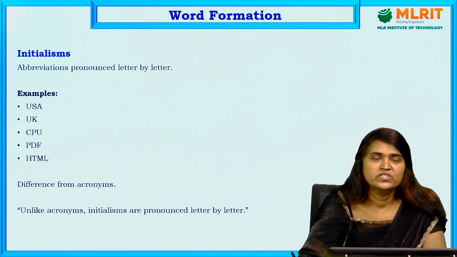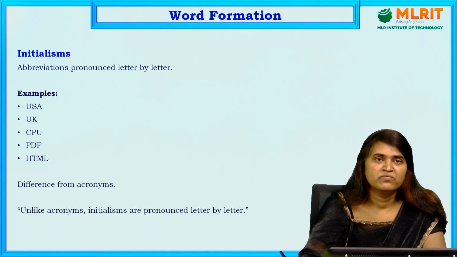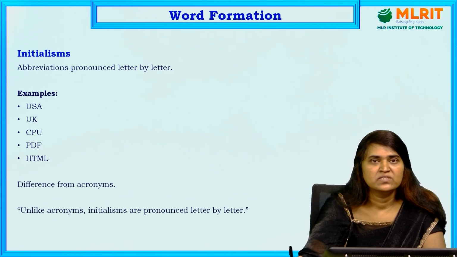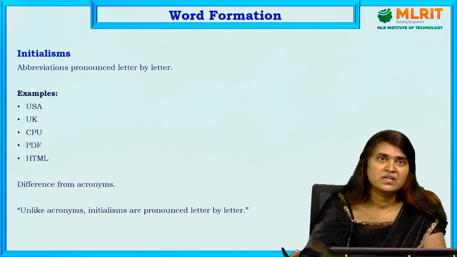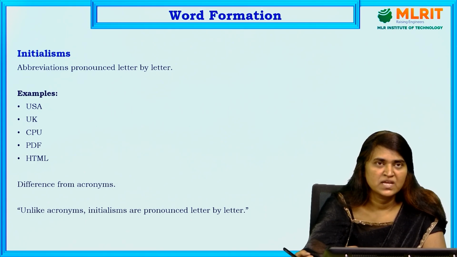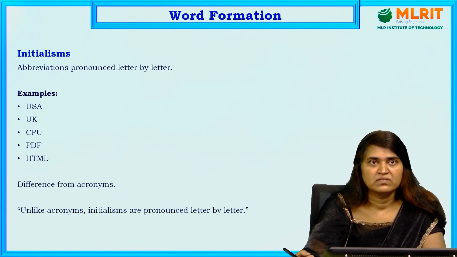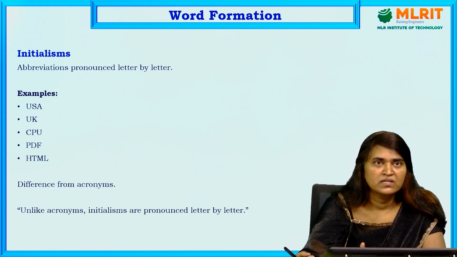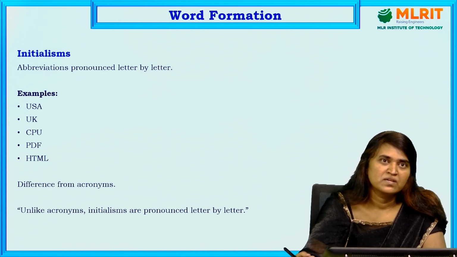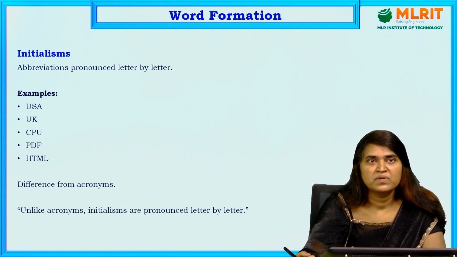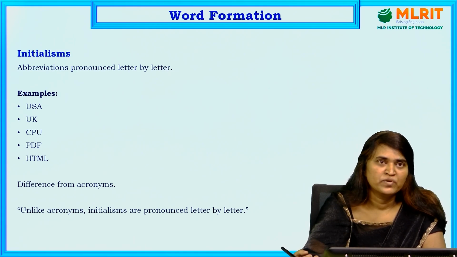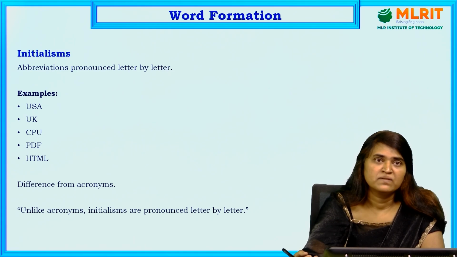And then initialisms. What are initialisms in word formation? Unlike acronyms, initialisms are pronounced letter by letter. Initialisms are abbreviations pronounced letter by letter. For example, USA, UK. Here the USA is not pronounced as a single word. So when we compare to acronyms, these are not pronounced as a single word. They are pronounced letter by letter, like USA, CPU, PDF, and HTML.